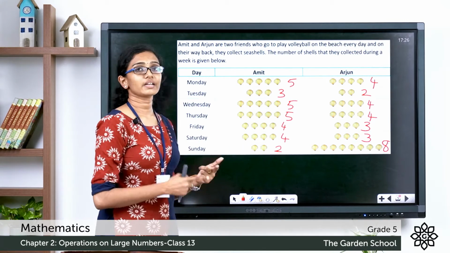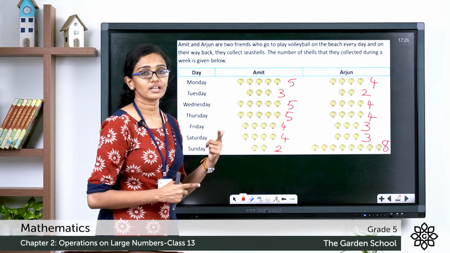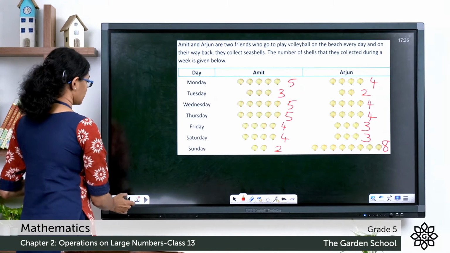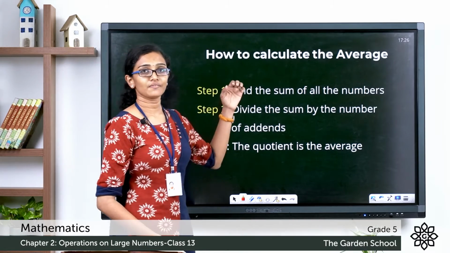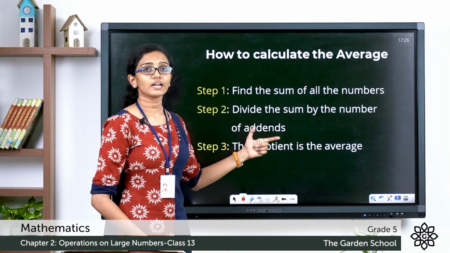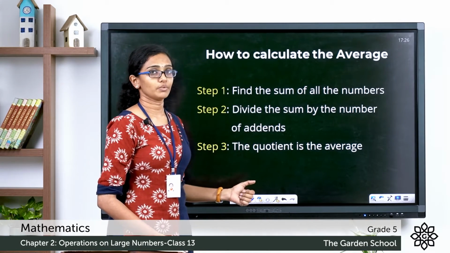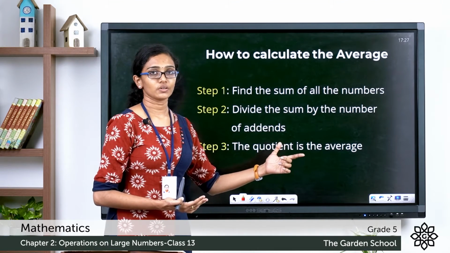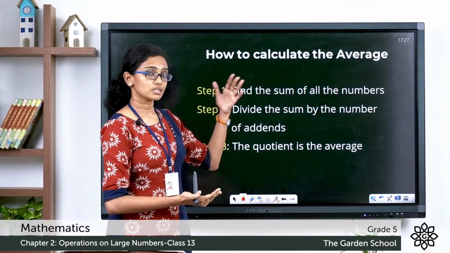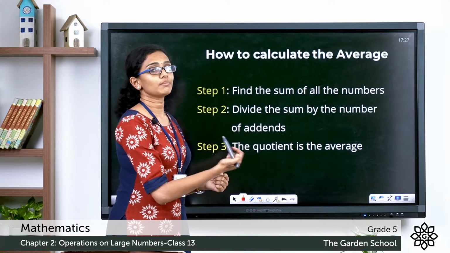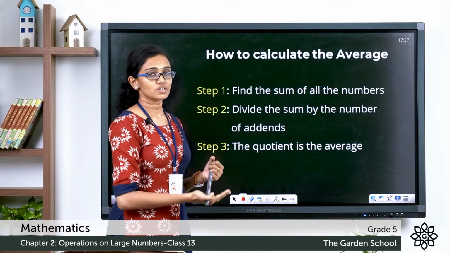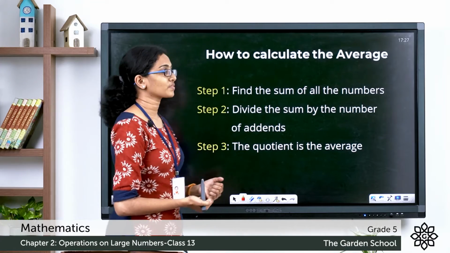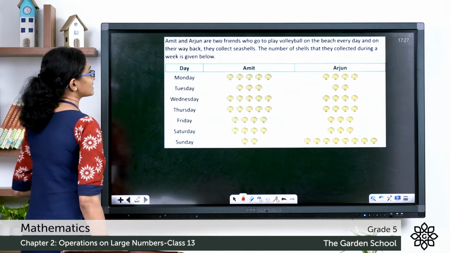So, how do we find the average of a group of numbers or values? To find the average, first you have to sum up. You have to add up all the values or numbers that are within the group. Then, you have to count the number of values. Then, you have to divide the sum by the number of values. And the result, or the quotient of the division, is going to be the average. Let's come back to that example once again.